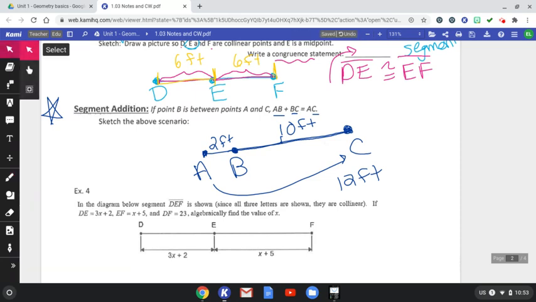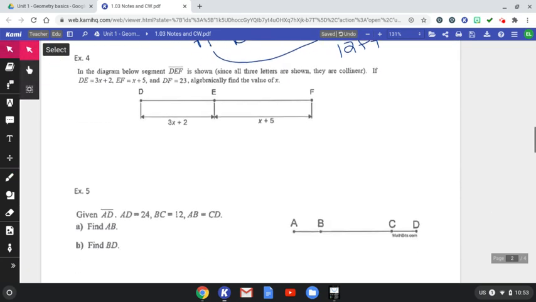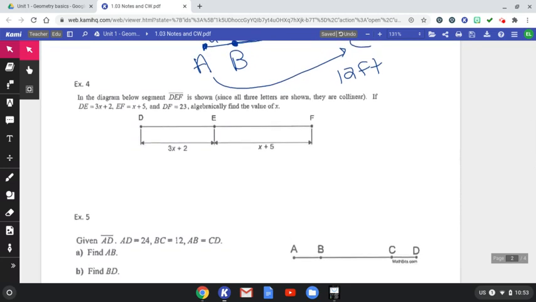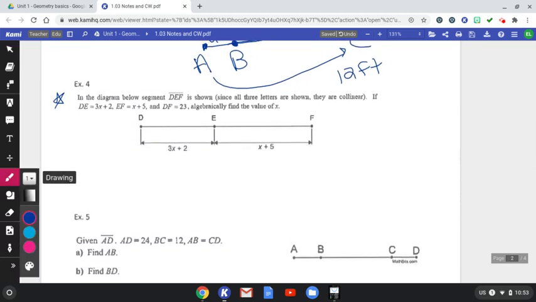So moving to an algebraic example like number 4, it reads, in the diagram below, segment DEF is shown. Since all three letters are shown, they are collinear. If DE is represented by 3x plus 2, and EF is represented by x plus 5, and D to F is 23.